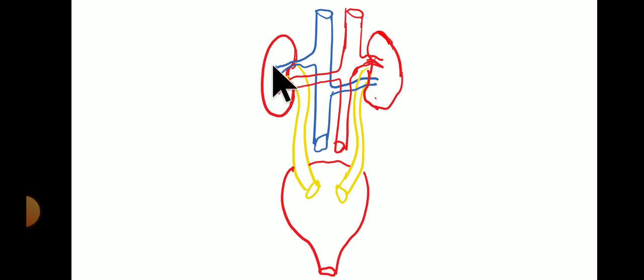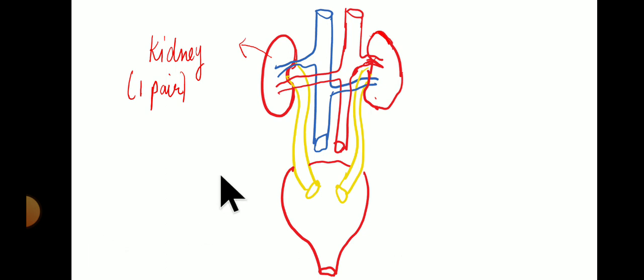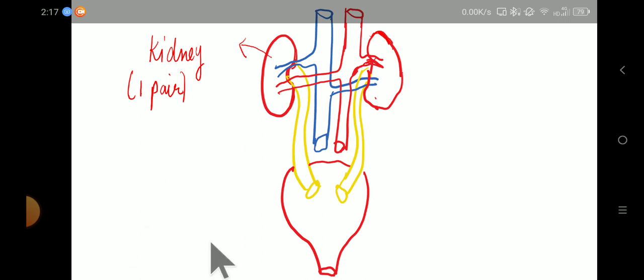Here we can see two bean shaped structures. These are named kidneys. One pair of kidneys is present in the human excretory system. These kidneys are then connected to the urinary bladder. This is the urinary bladder.